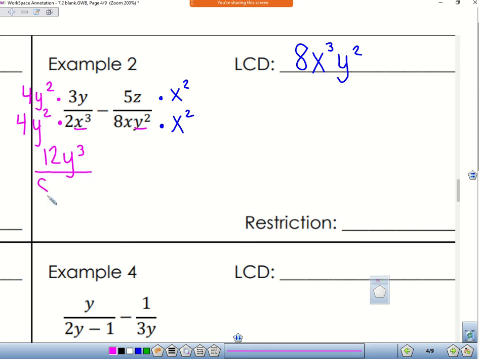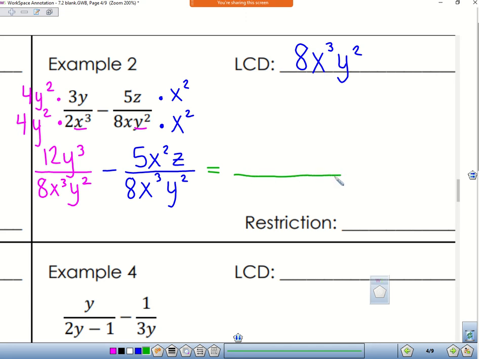And then the denominator would be 8x cubed y squared minus 5x squared z, all over 8x cubed y squared. Just like that. And then once we have a common denominator, you can put them over one big fraction.